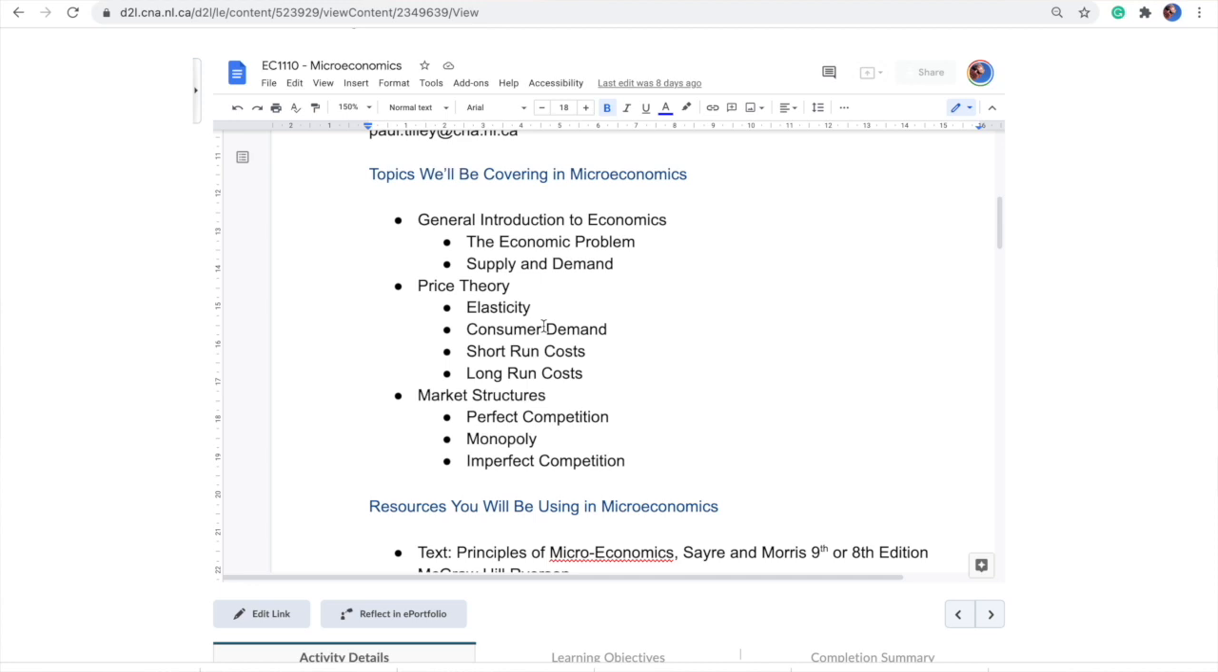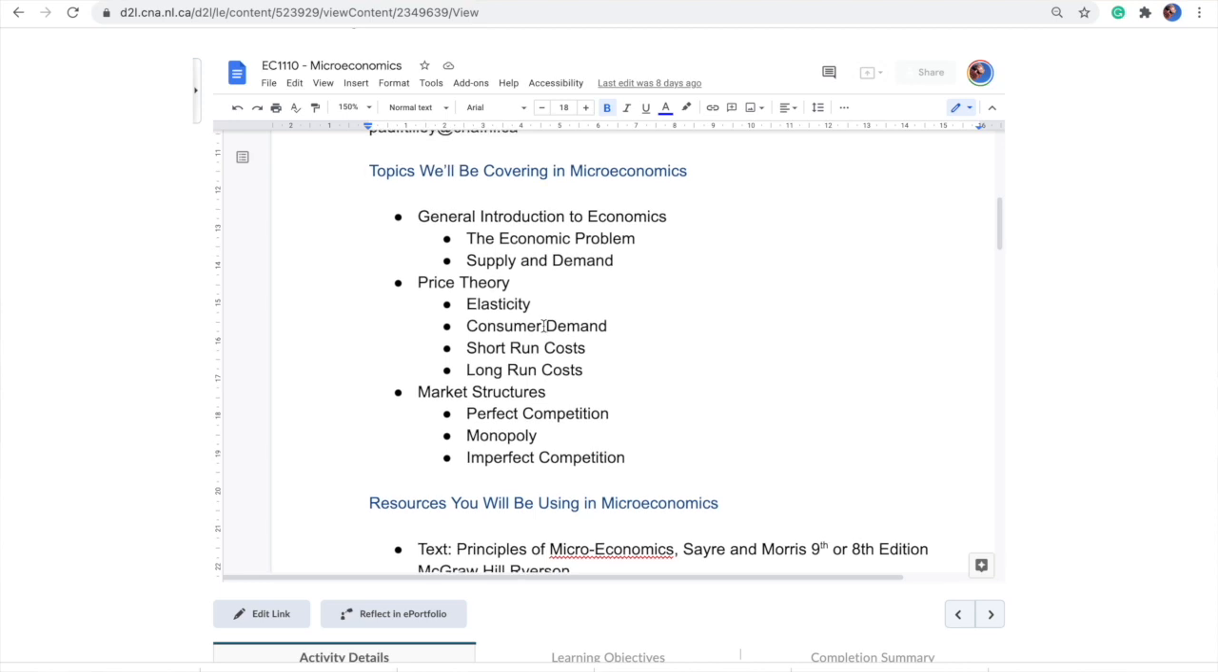The next thing is the major topics, and if we look at this course, there are three major things. We're looking at a general introduction to economics. We're looking at the concept of price theory, what impact price really has on things, so things like elasticity, consumer demand, short-run cost, and long-run cost. And then in the latter part of the course, we're looking at the various market structures that are out there, including perfect competition, monopoly, and imperfect competition.